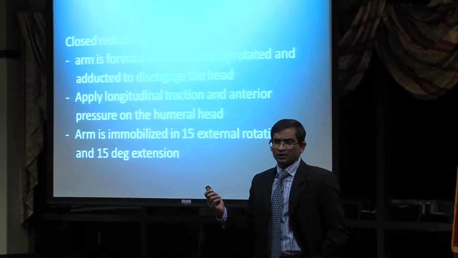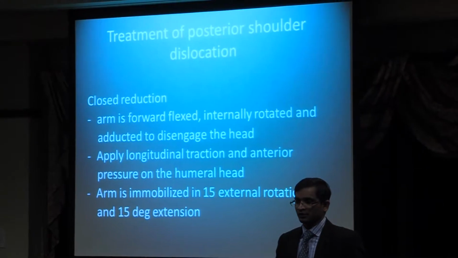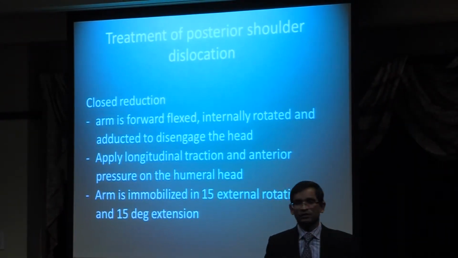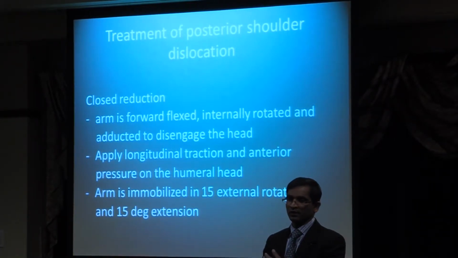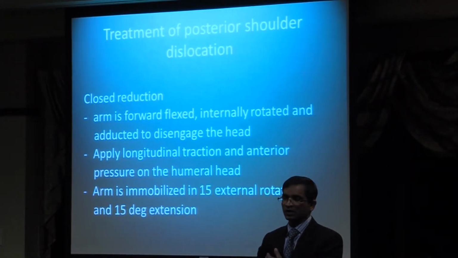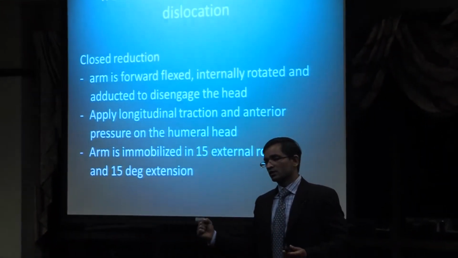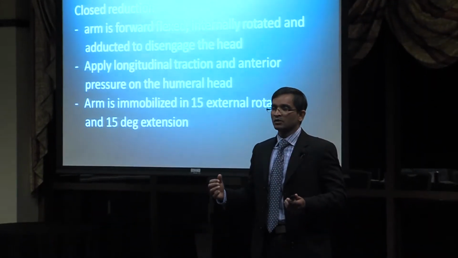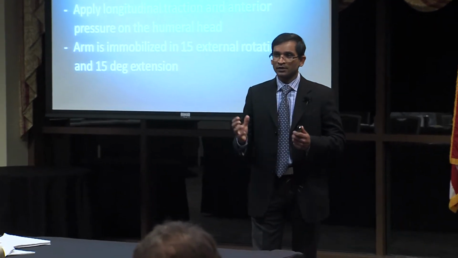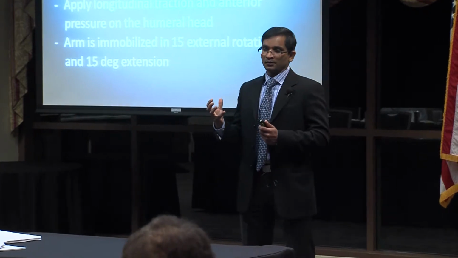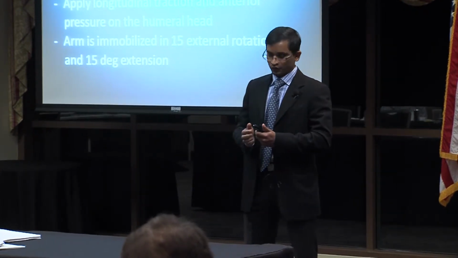Posterior dislocations are also commonly seen in electrocution and in seizures. Do you know why? What's the reason? That's because of the violent contraction of the internal rotators of the shoulder. In our body, internal rotators are stronger than the external rotators of the shoulder. So when they have a convulsion or electrocution, the internal rotators contract so significantly that the joint dislocates posteriorly.